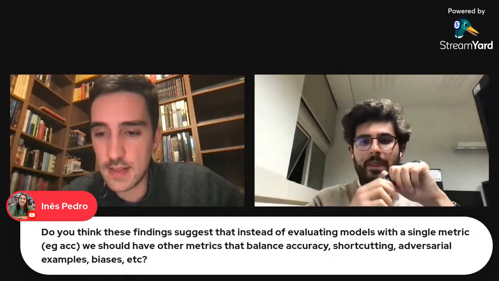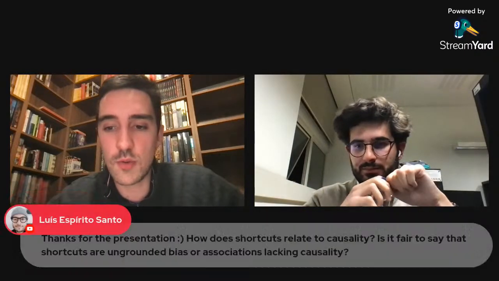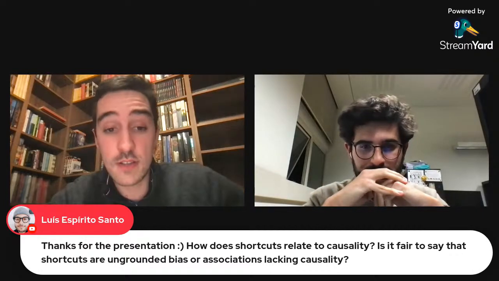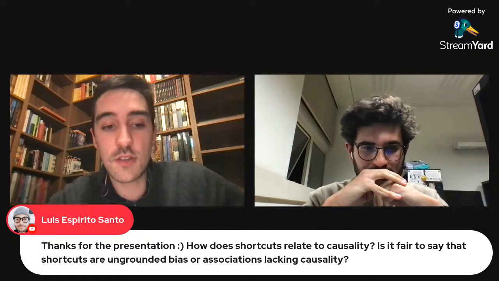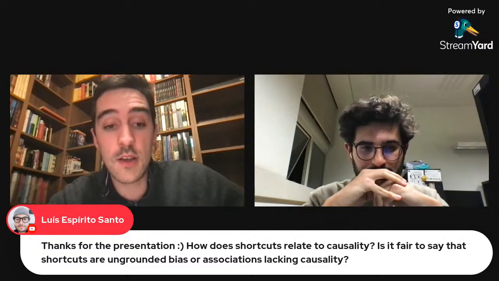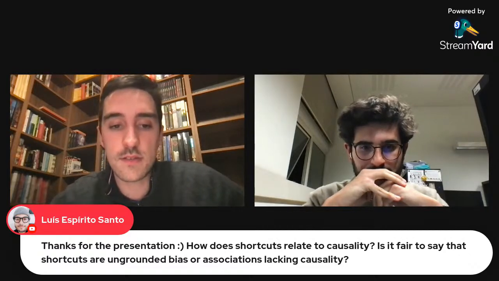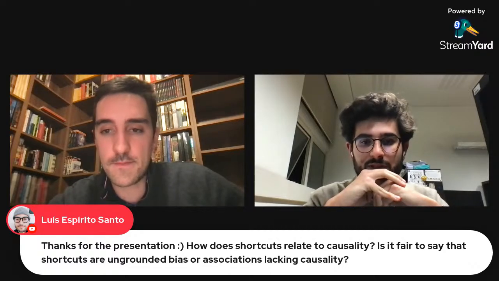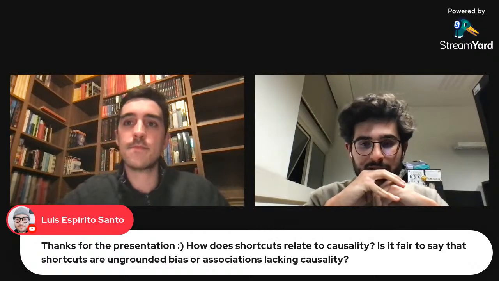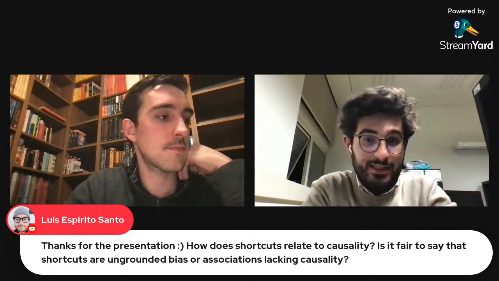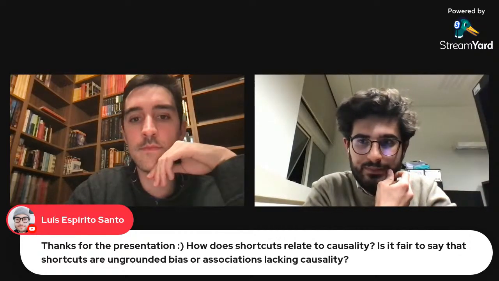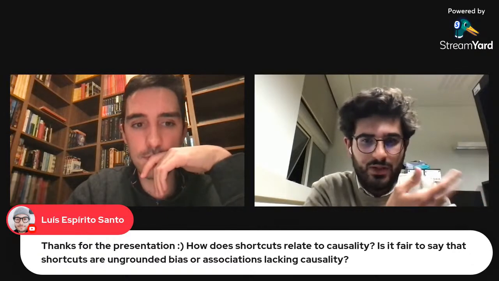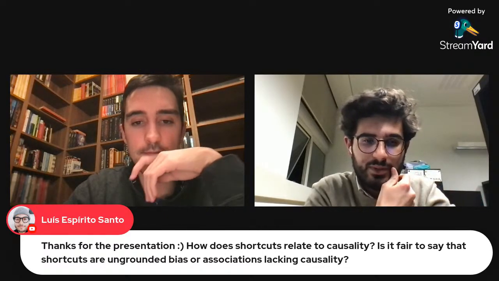So let me just move into Luis' question right now. So how do shortcuts relate to causality? Is it fair to say that shortcuts are ungrounded biases or associations lacking causality? I think both could be at play here. So associations lacking causality, definitely. So we saw that in the paper by Neven and Cow. We did not find such associations in the data sets that we explored, but we saw it definitely in the Neven and Cow and in some other papers that have been released.